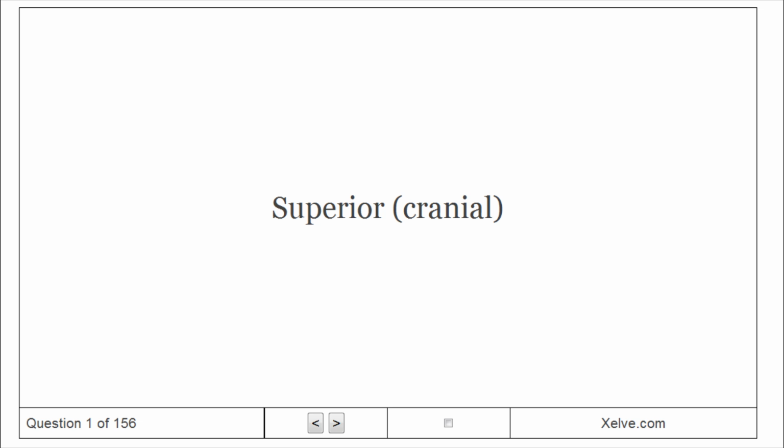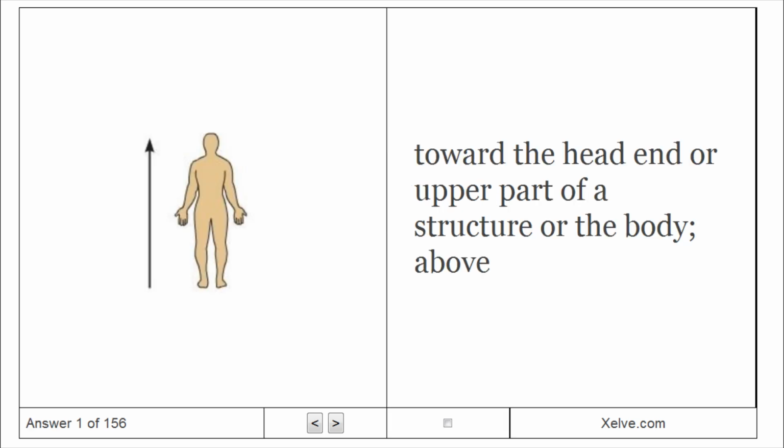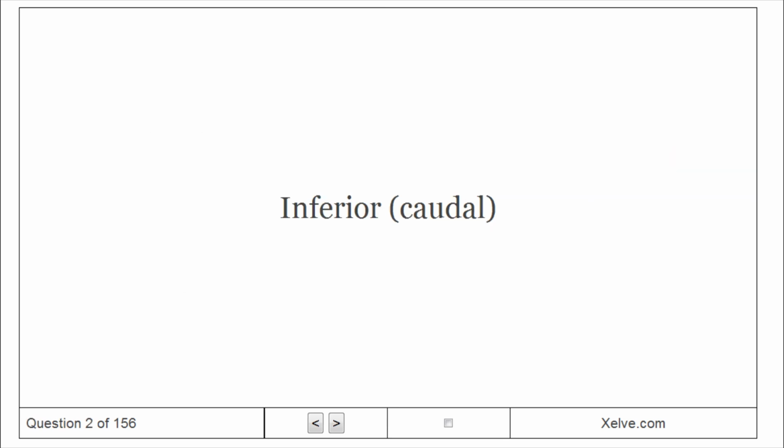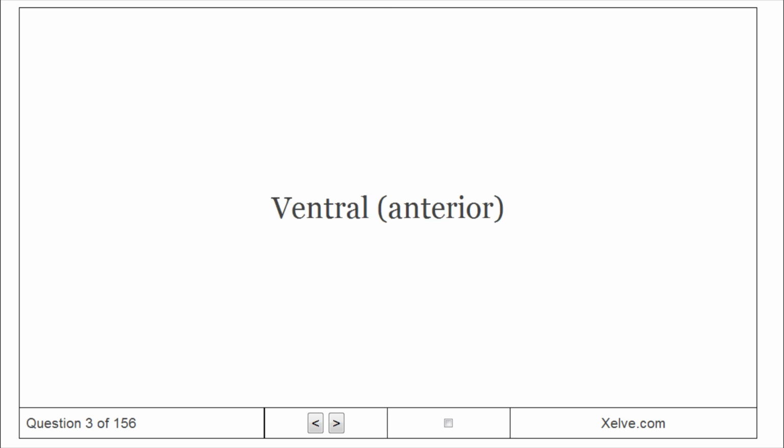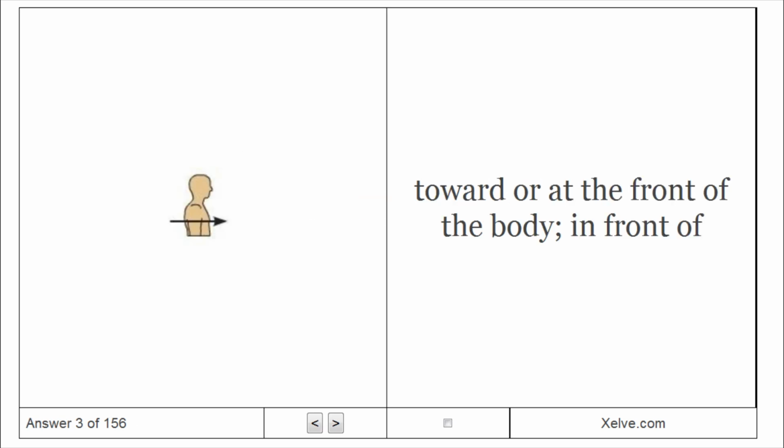Superior, cranial: toward the head and/or upper part of a structure or the body, above. Inferior, caudal: away from the head and/or toward the lower part of a structure or the body, below. Ventral, anterior: toward or at the front of the body, in front of.